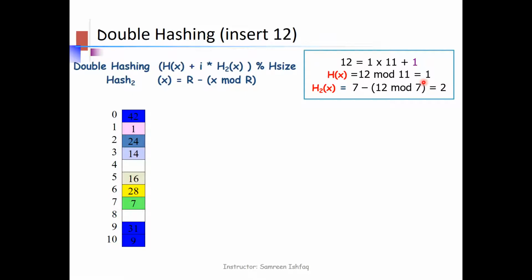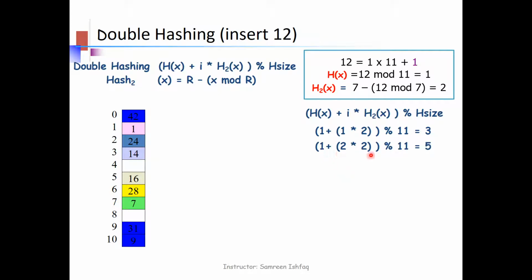So the number of collisions that occurred till now is 1. We will put the value of the first hash function and second hash function in this formula, h of x plus i multiplied by h2 of x, and we will take mod with the table size if the answer is greater than the table size. So the value of the first hash function is 1, the number of collisions is 1, h2 of x is 2. So the resultant answer will be 3. Now we will try to put 12 into the third index, which is already filled. Again a collision occurs. Total number of collisions till now is 2. Again we will compute this formula, 1 plus 2 multiplied by 2. Notice that the value of the first hash function and the second hash function remain the same. The only change is in i, the number of collisions.